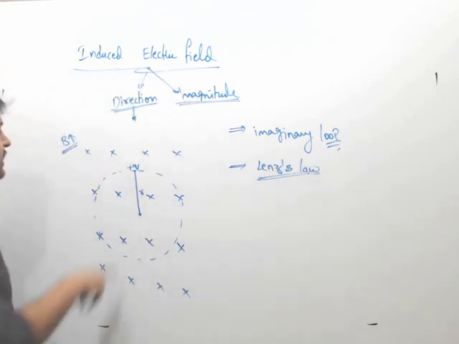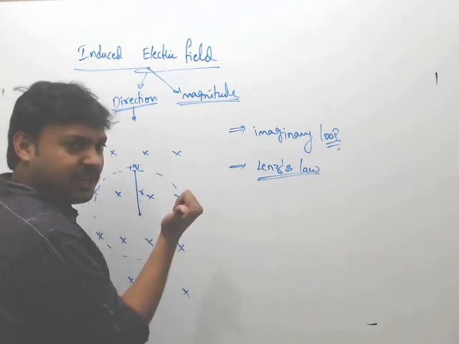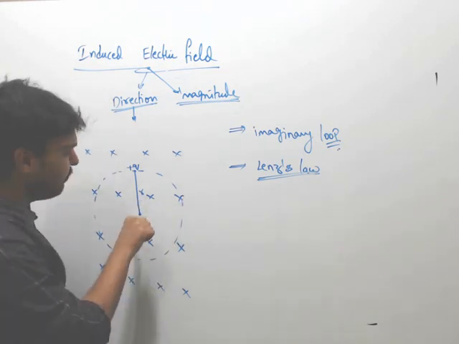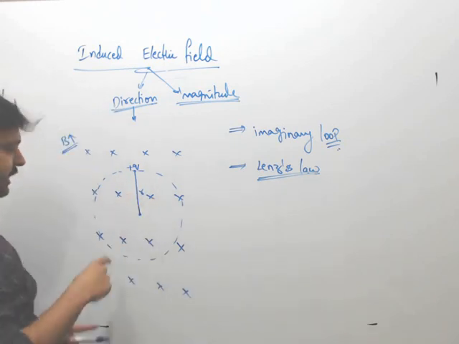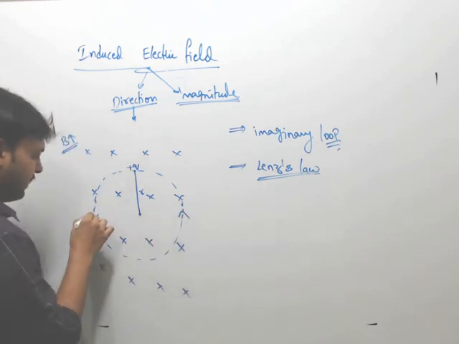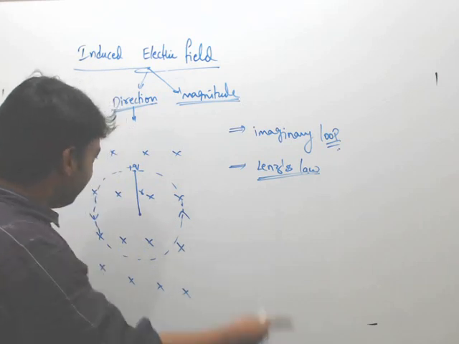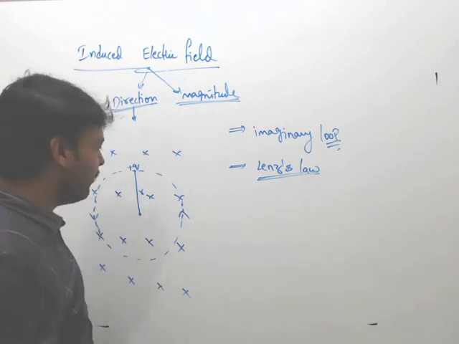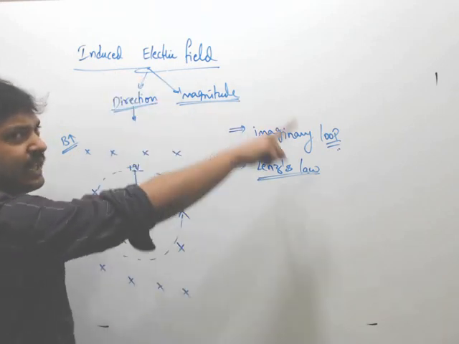So tell me, what is Lenz's law? The inward magnetic field is increasing. So opposition in which direction? Opposition will be outward. Clear about that point? If opposition is outward, the current is anti-clockwise. So what is the induced current direction? Anti-clockwise. If it is anti-clockwise, now you can tell the direction of this induced electric field.